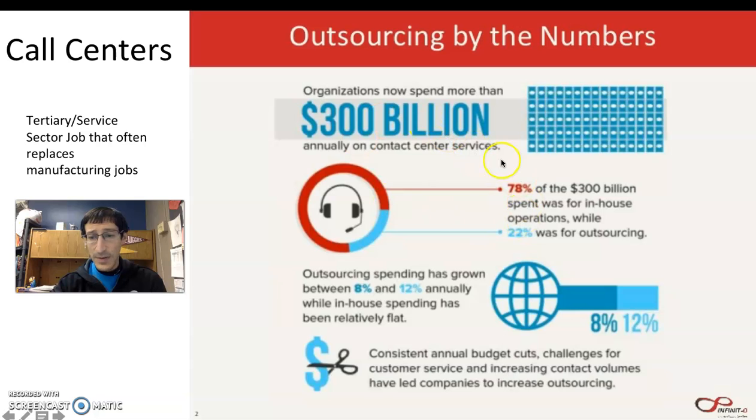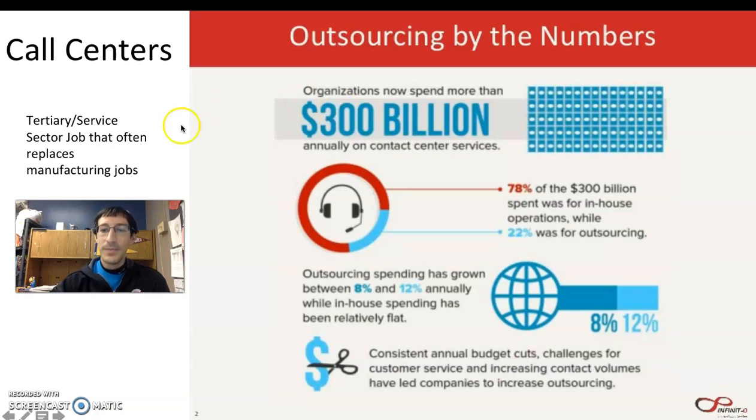And this is, I think, from about the mid-2010s. We spend over $300 billion on contact service centers. And I think a lot of that's actually being changed, especially now that we're going to more automated systems where it's really, really hard to talk to a person sometimes, which can be infuriating. But this seems to be the direction that a lot of companies are going with.